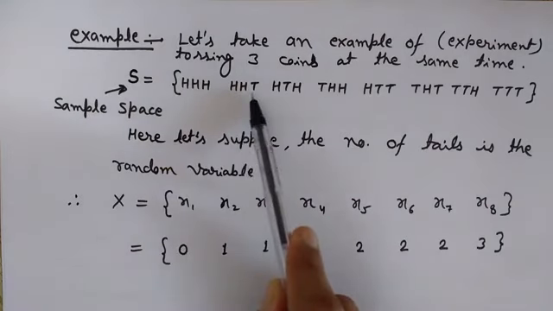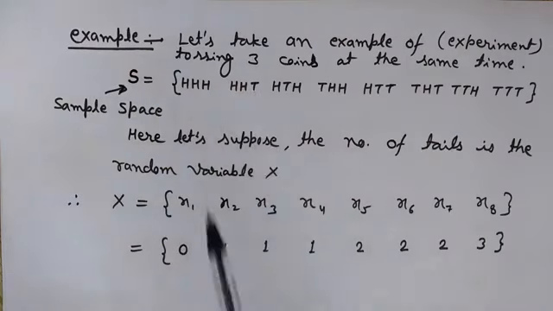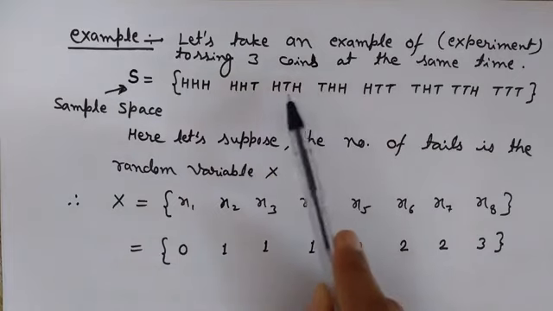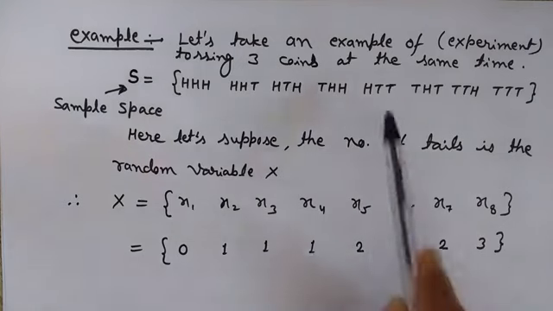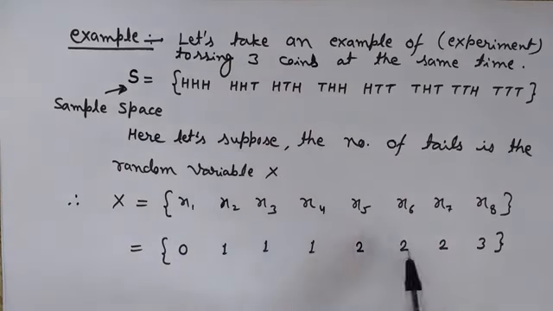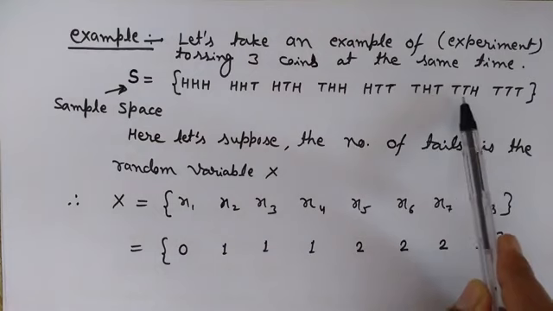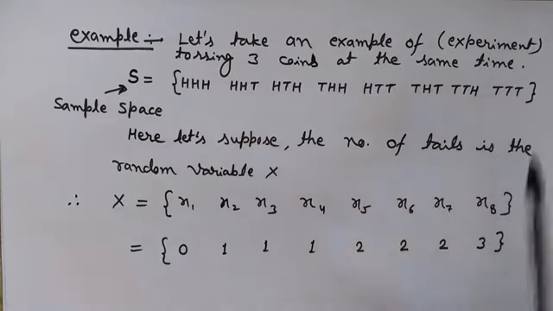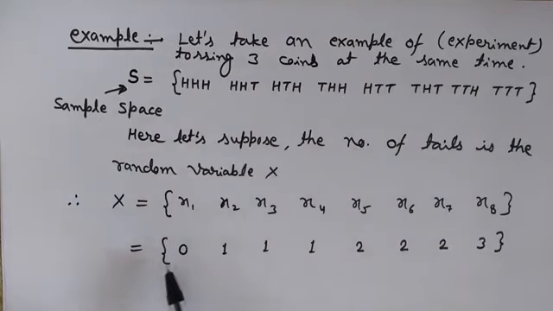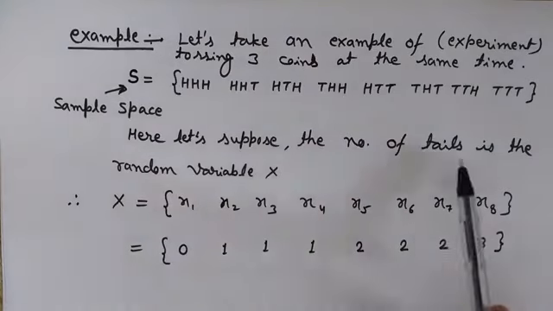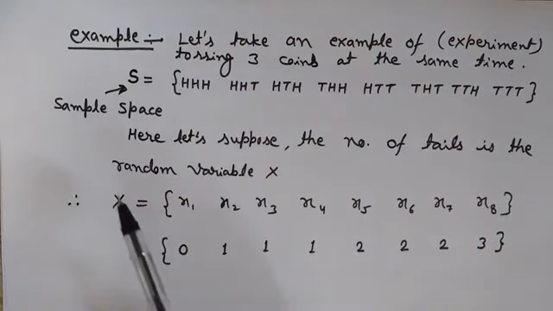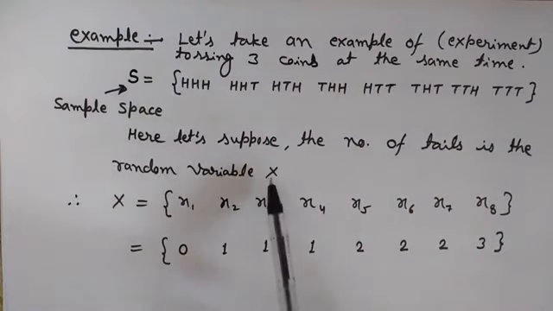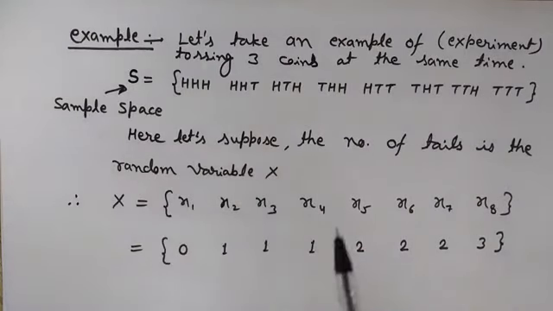In this case, how many tails do we have? Only 1 tail. And here also we have 1 tail, but in this case we have 2 tails. So 2 tails, 2 tails, 2 tails, and all these 3 tails. So here we have taken only the number of tails from this sample space. Therefore it is a random variable, and we have named this variable as x. So this is a discrete random variable.